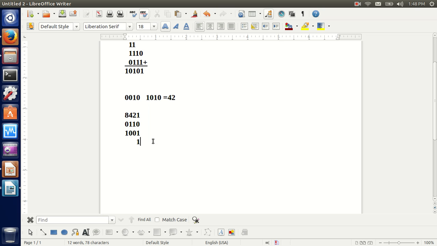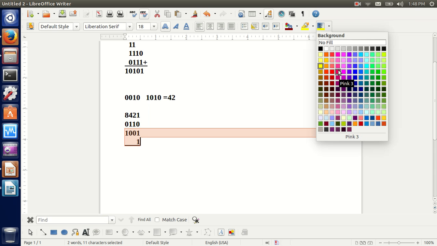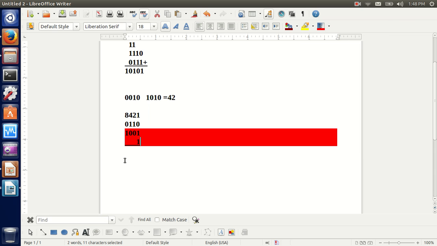1's complement. So now I'll underline it, and oh no, I don't underline this, but I want to color this so you don't think it's, oh, not the background.